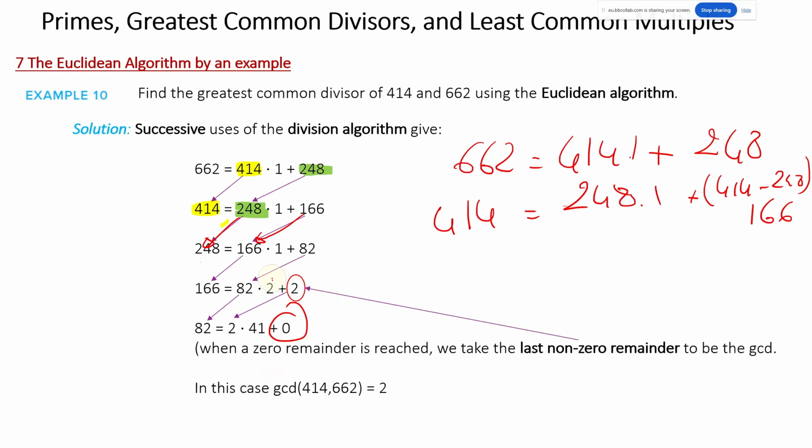Once a remainder of 0 is reached, we take the last non-zero remainder to be the greatest common divisor. So that's going to be this 2. After we find the 0, we just go back one step and find that this is the greatest common divisor. Let's have a look at another example.